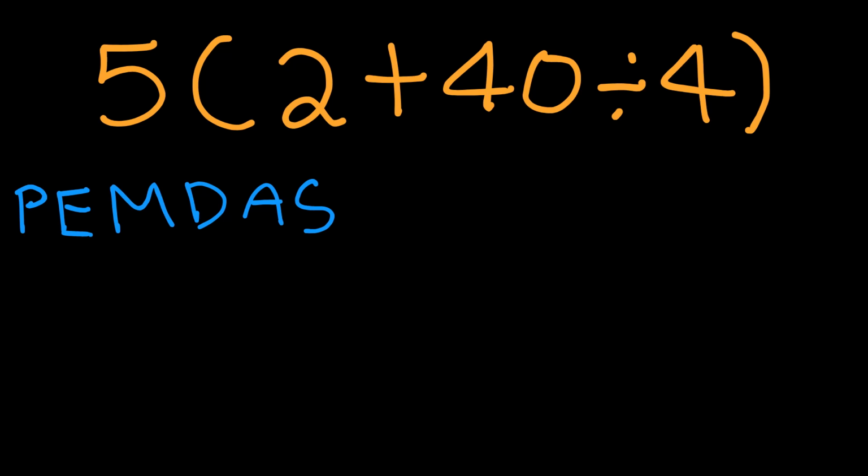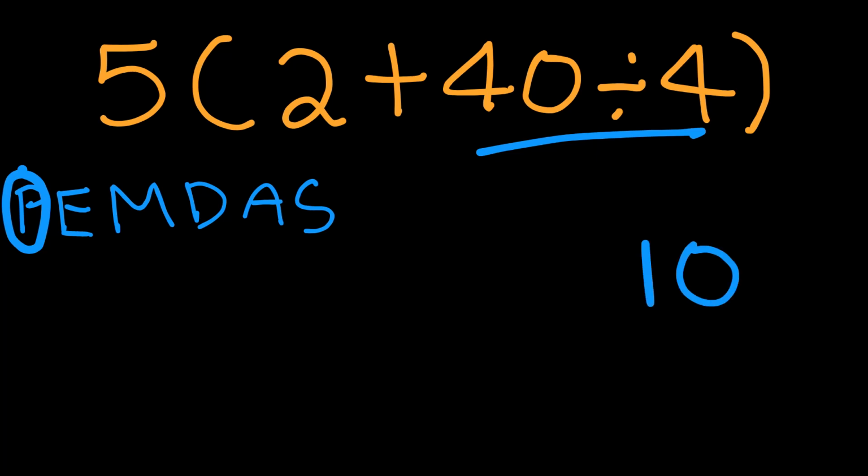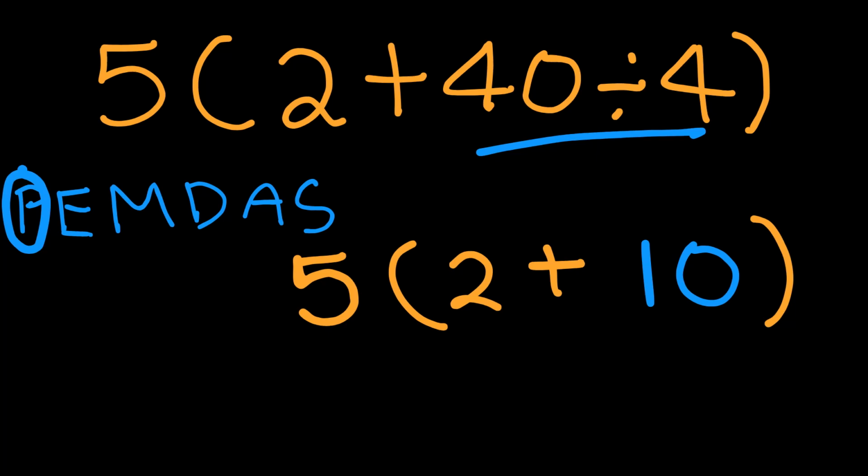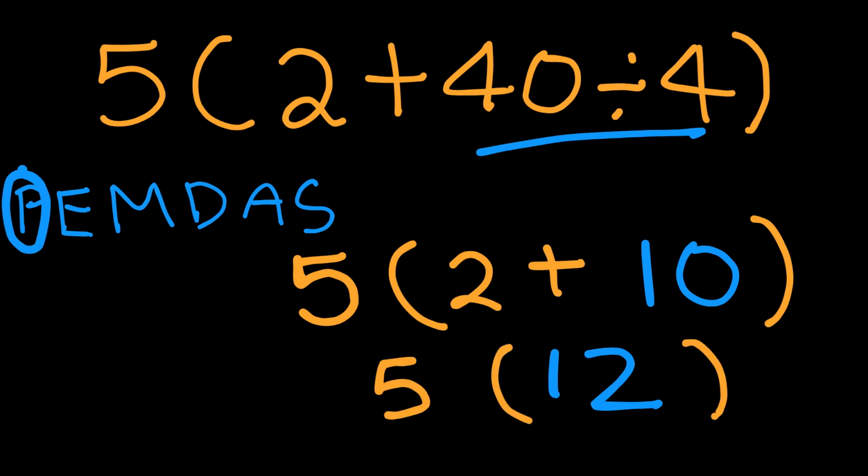The first step is solving inside the parentheses. Look at what's inside. 2 plus 40 divided by 4. According to PEMDAS, we handle division first. So, 40 divided by 4 equals 10. Now, add the 2 plus 10 equals 12. The parentheses are simplified to 12.